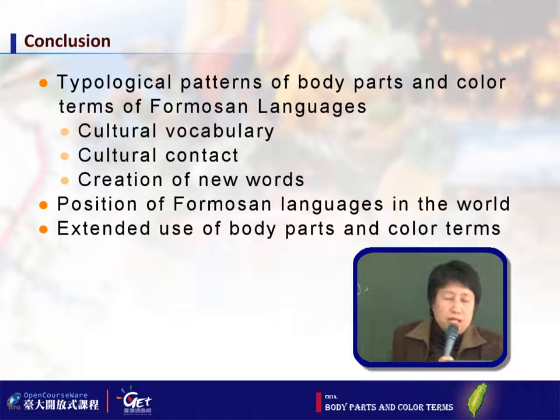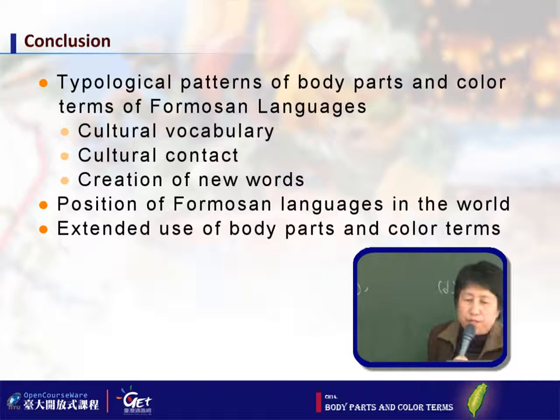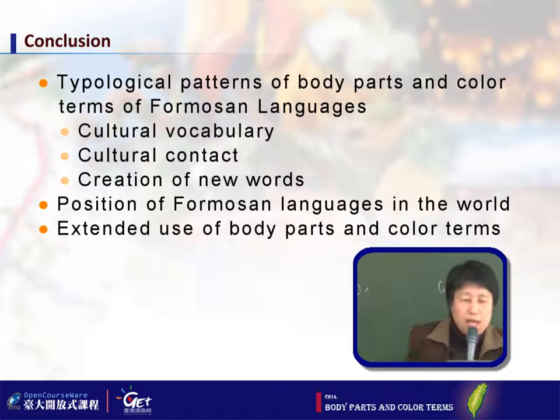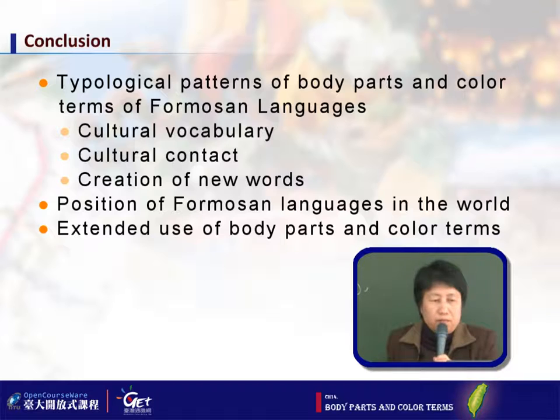The typological patterns of body parts and color terms of Formosan languages also show that the pattern is similar to what the previous research showed. Same pattern for body parts: there are different types, like hand and arm, or hand and elbow. They all use different terms. And the color terms again conform to the major type, like having 5 or 6 colors, and blue and green referring to the same color.